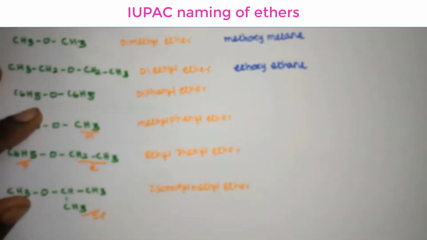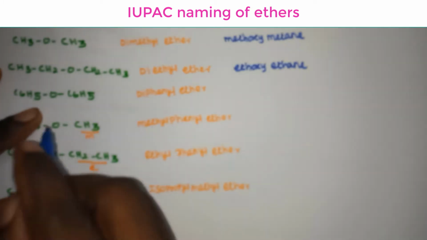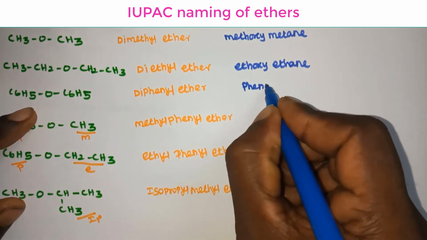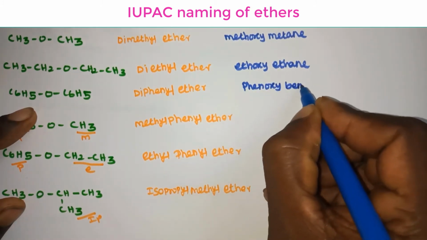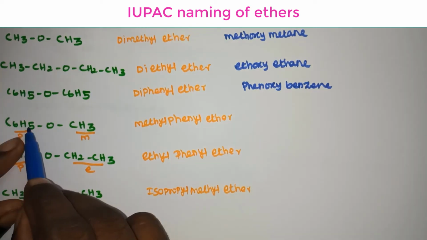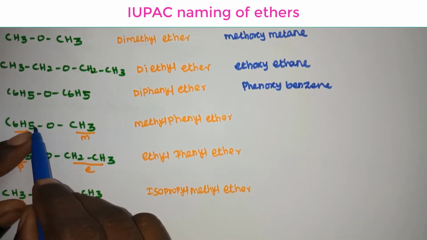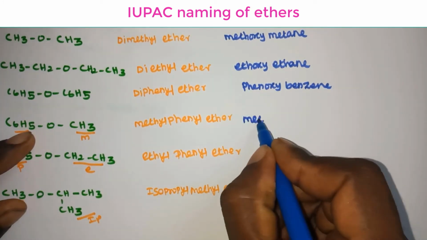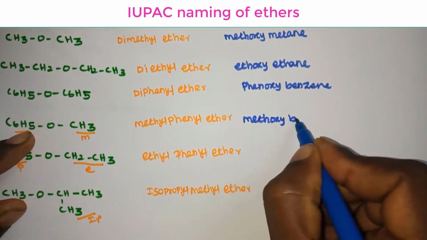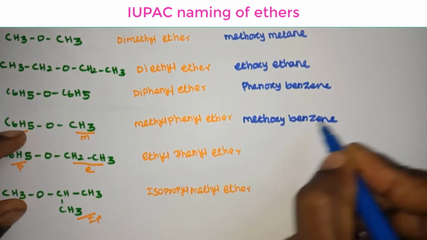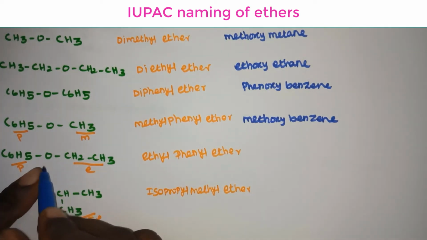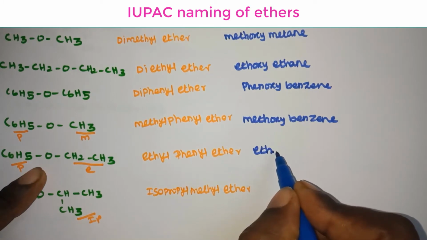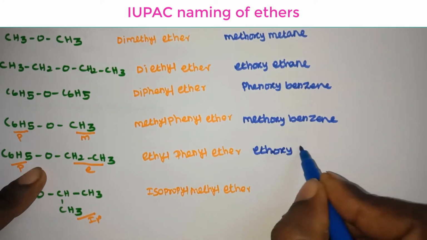C6H5O is a phenoxy group. In benzene, one of the hydrogens is replaced by a phenoxy group, so phenoxybenzene. In C6H6, one of the hydrogens in benzene is replaced by a methoxy group, so the name of this compound is methoxybenzene. Next, the ethyl group joined with oxygen is an ethoxy group, so ethoxybenzene.